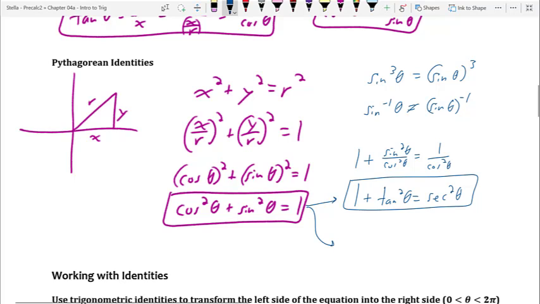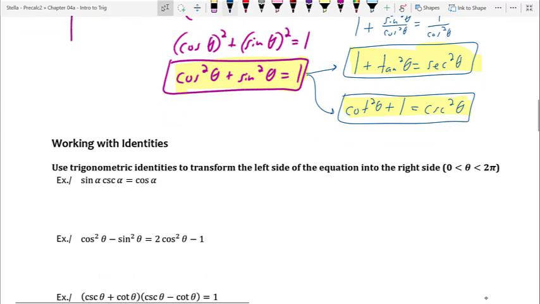The other way I do it is if I divide both sides by sine squared. And what I would get is cotangent squared theta plus 1 is equal to cosecant squared theta. These that I'm going to highlight, you really need to have memorized very well. And if you forget the second two, just memorize the first one and derive the others from that.